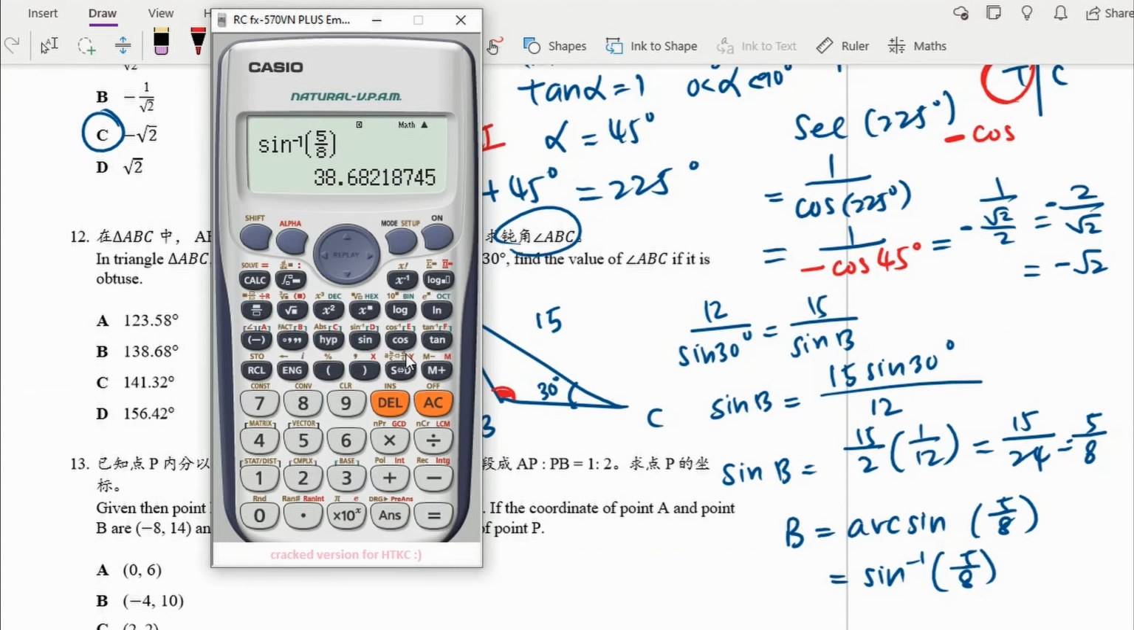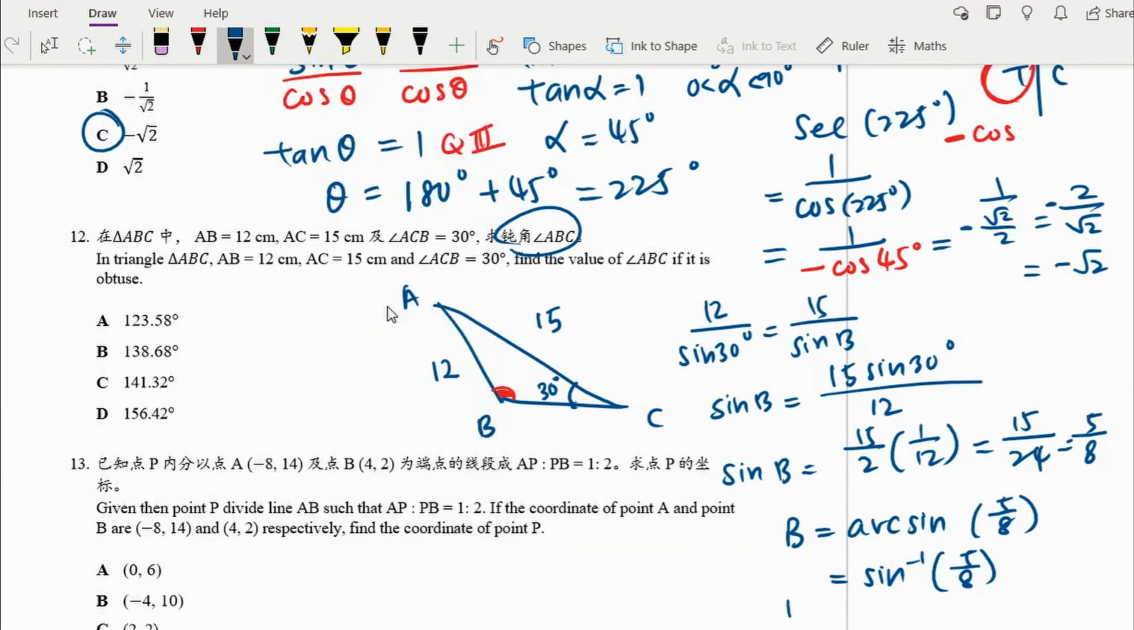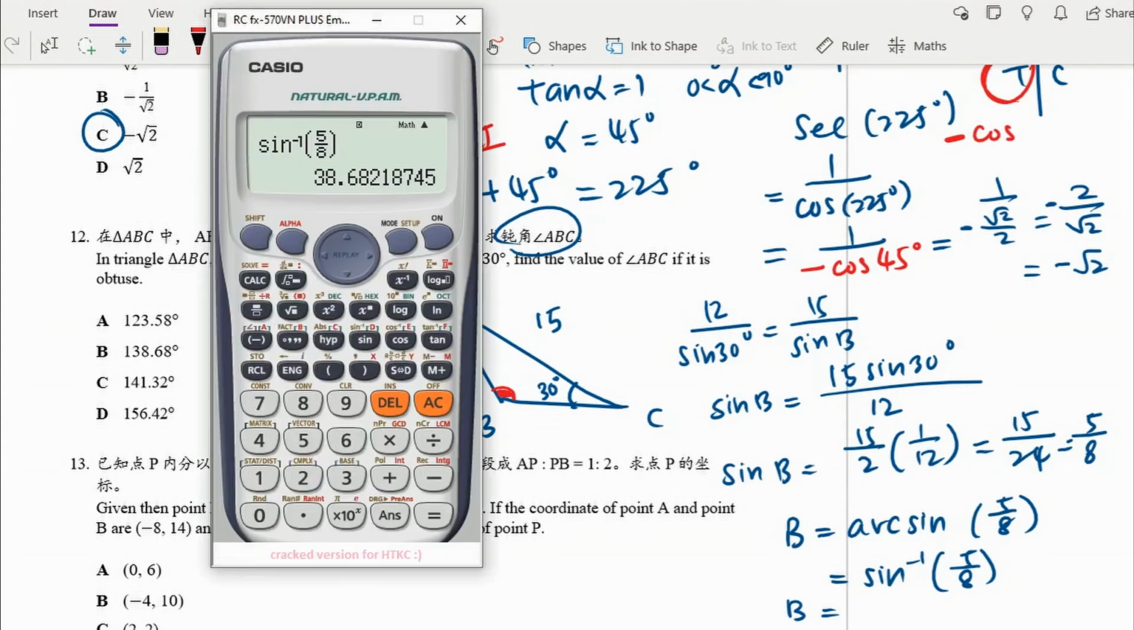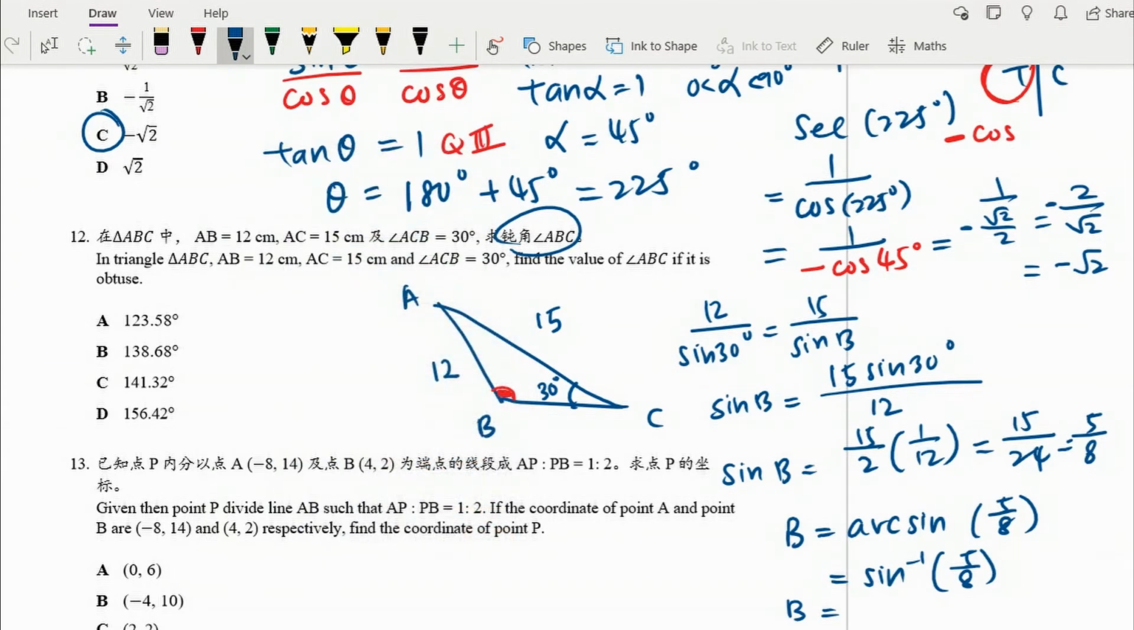equals 38.68. Okay, so B is 38.68. But wait a minute. You see, we have none of them matching the answer.